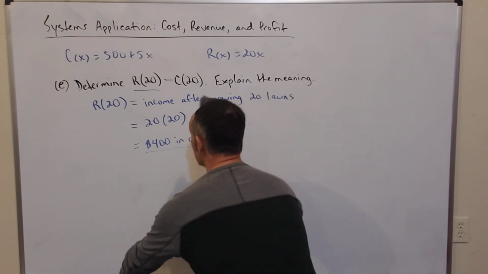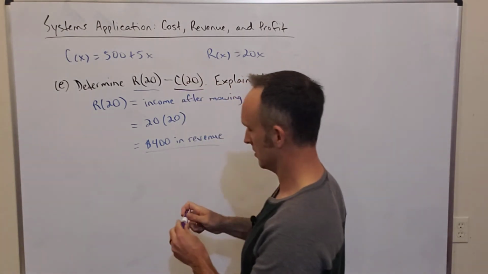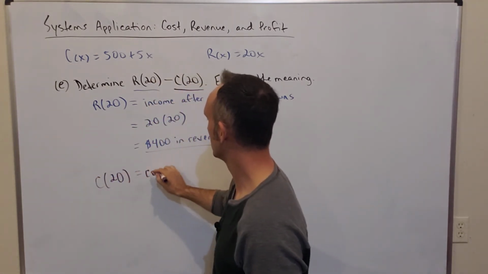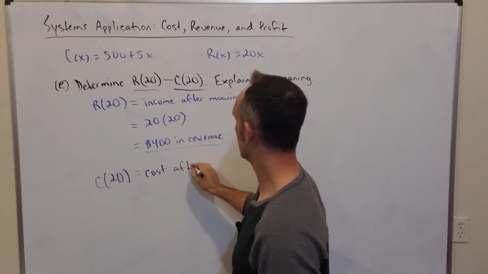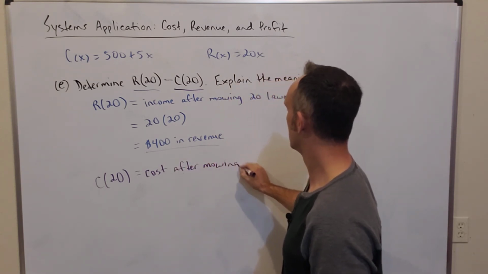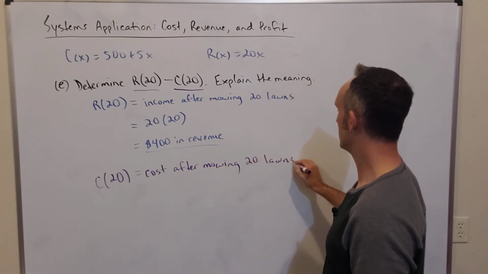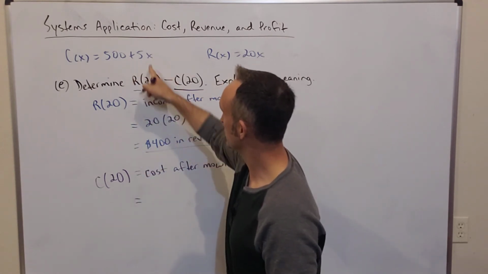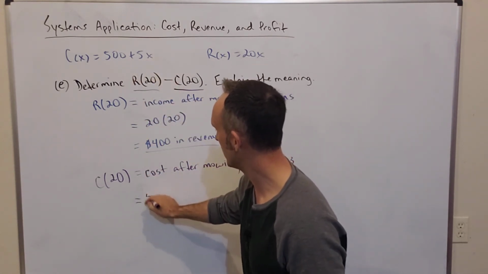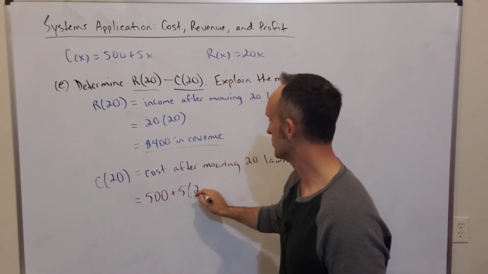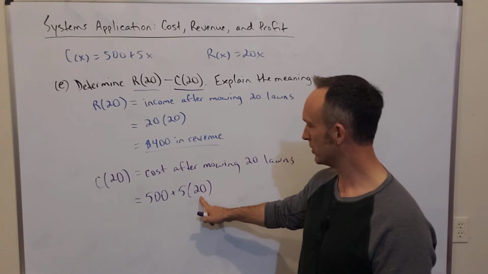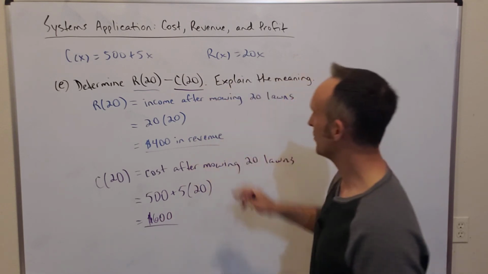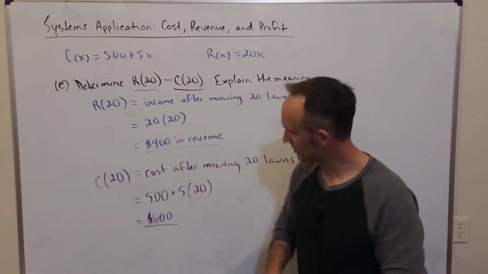Now let's do the C of 20. So C of 20 is his cost after mowing 20 lawns, of course. And so to figure that out, we use the cost formula, which tells us to plug 20 in for X. So we have 500 plus 5 times 20. 5 times 20 is 100, plus 500 is $600. Okay? So now we know his cost for mowing 20 lawns.